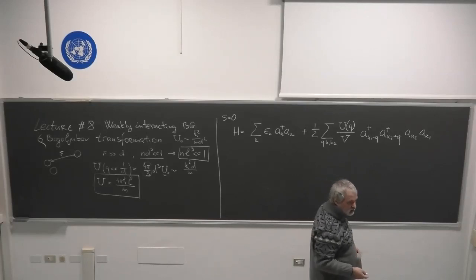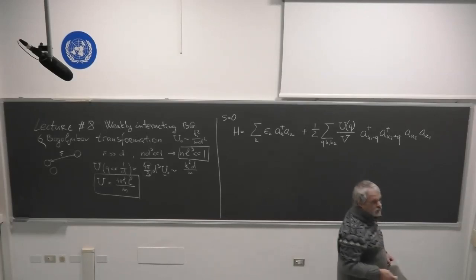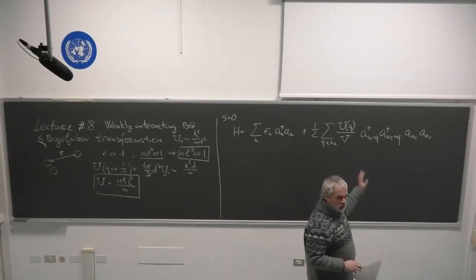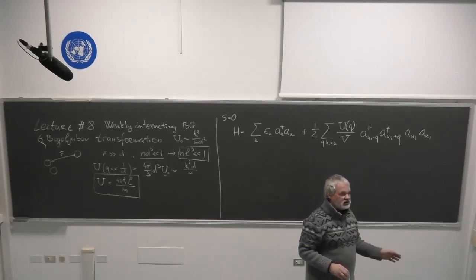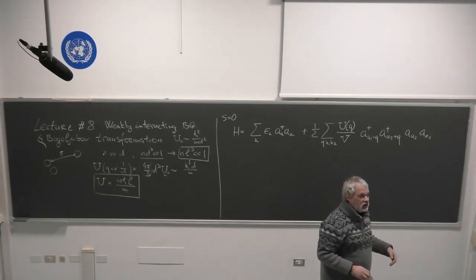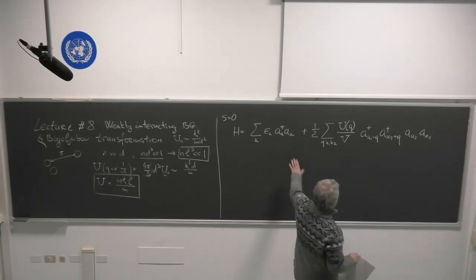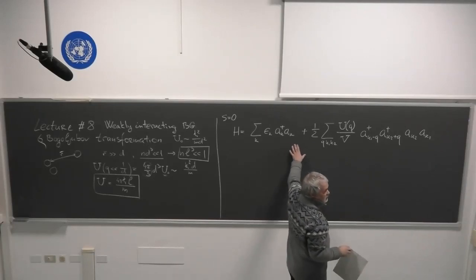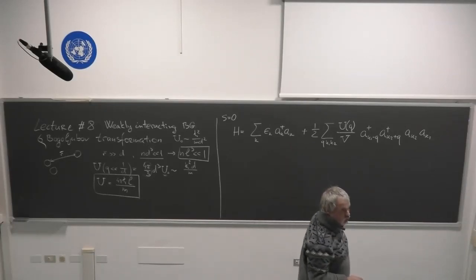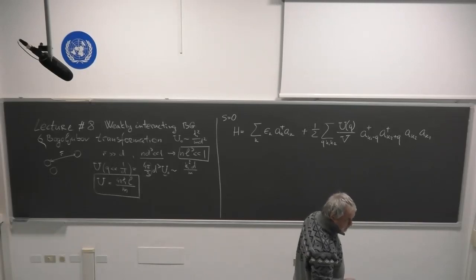Now I don't consider any dynamics. So there is no time in this problem. I'm not discussing propagation of the fluctuations or collapse of the condensate. I will be interested in diagonalization of this Hamiltonian. This is the goal for my whole lecture today.